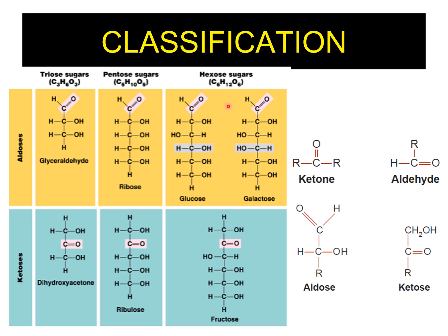Now, another basis for the classification of carbohydrates is the location and type of carbonyl functional group. We have here the ketone and the aldehyde. Now, aldose consists of the aldehyde compound, while the ketose consists of the ketone compound. Now, the examples for the aldoses are the glyceraldehyde, ribose, glucose, and galactose, while for the ketoses, examples are the following: the dihydroxyacetone, the ribulose, and the fructose.